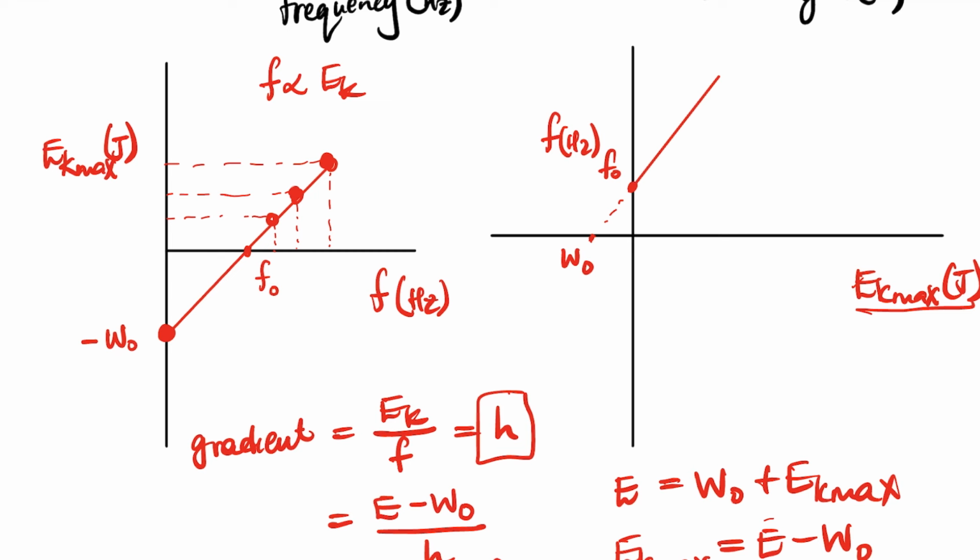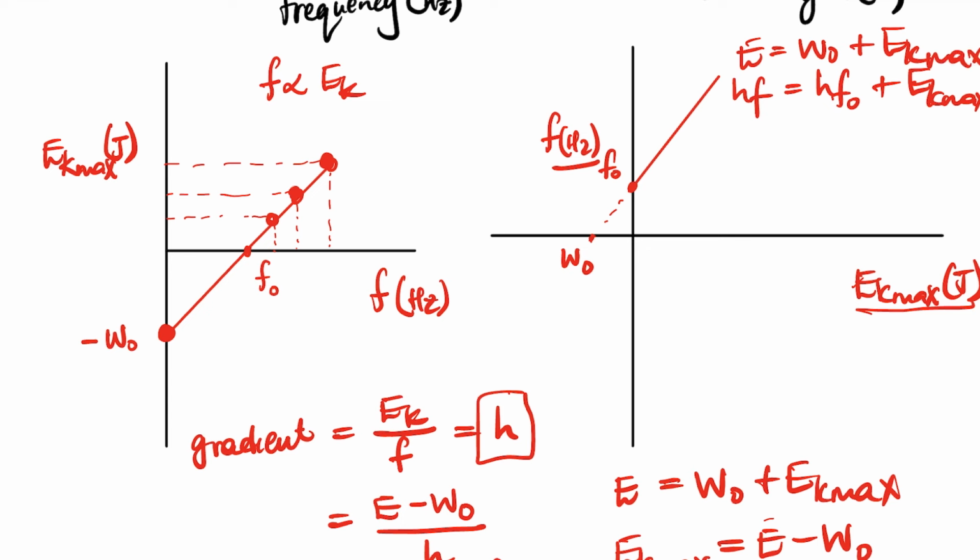So if it cuts in the work function, that means our gradient is going to be 1 over, from this formula that says E is equal to W plus EK. So we'll make the frequency the subject of the formula, so we'll have hf is equal to h threshold frequency plus EK max, right? So we want f as the subject of the formula, so we'll divide everything by what? By Planck's constant.